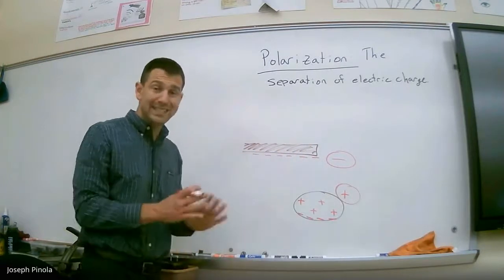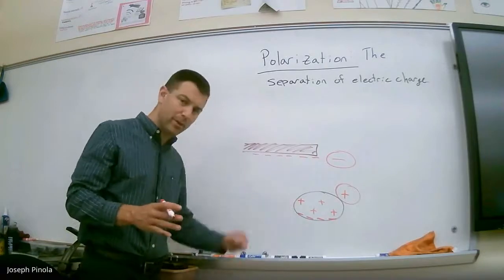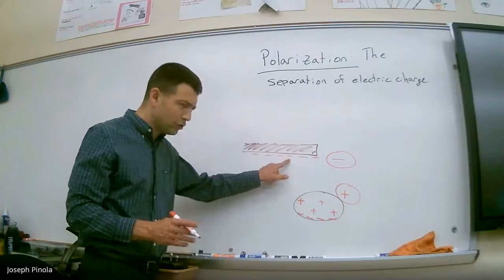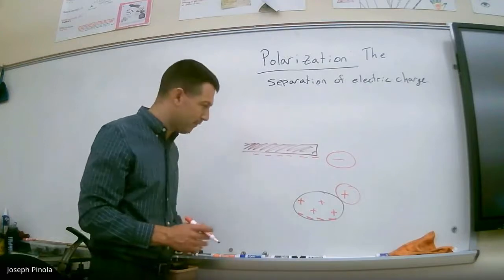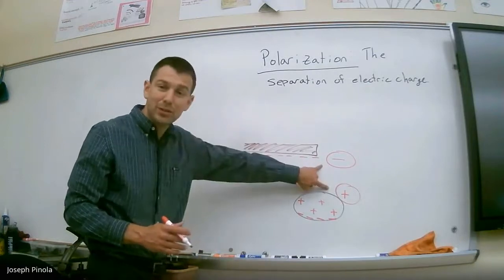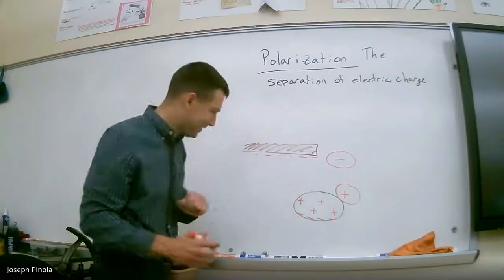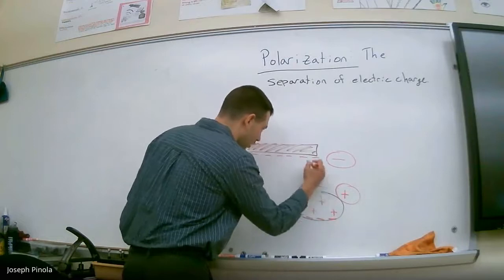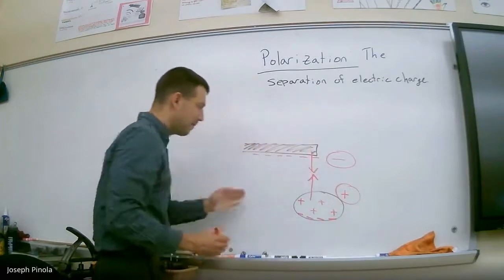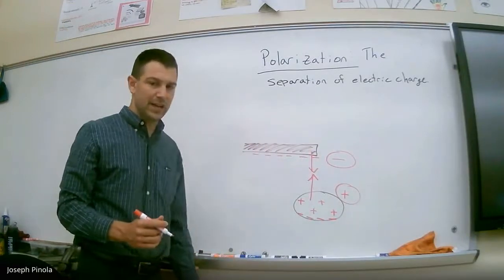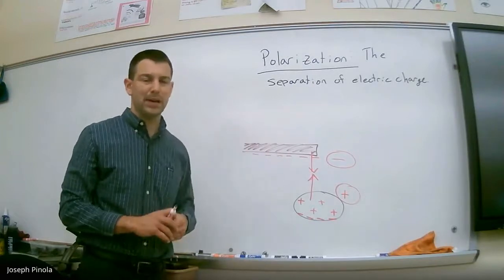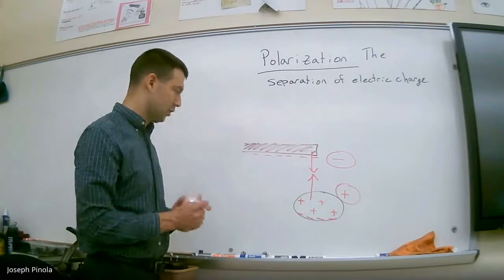Overall, the piece of paper is still neutral because it still has an equal number of protons and electrons, but the top part, the part closer to the rod, is positive. And what do opposites do? They attract. And so the negatively charged rod will attract the positively charged paper and vice versa. And as a result, the very light piece of paper will fly up and meet the negatively charged rod.